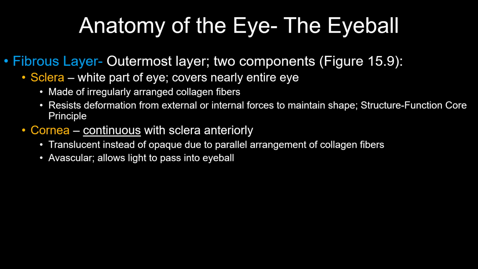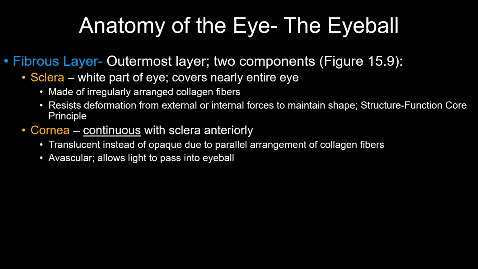Now, as I said, the fibrous layer is essentially the outermost layer of the eyeball. It consists of both the sclera and the cornea. The sclera is going to be the quote-unquote white of the eyeball, and it covers about 5/6 of the surface of the eye. The sclera is essentially white due to its collagen content, and this collagen content is what allows it to resist deformation from external and internal forces, maintaining its shape. The white color is also due to the irregular arrangement of these collagen fibers, making that sclera white or opaque.